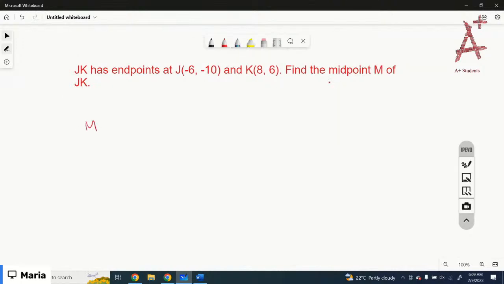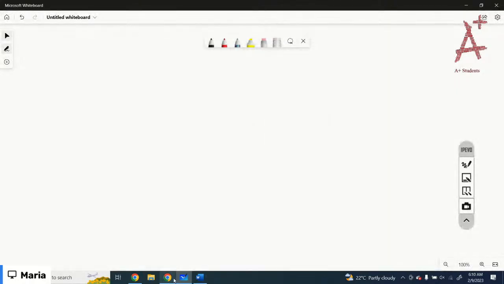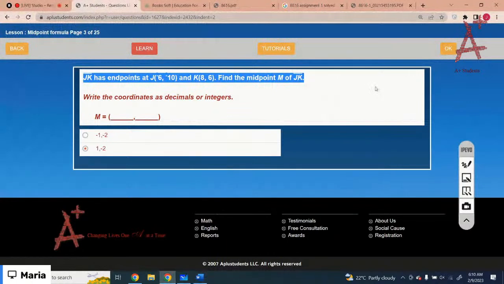For the midpoint, you have to use the midpoint formula, that is (x1 plus x2) over 2 and (y1 plus y2) over 2. So it would be (-6 plus 8) over 2. Then the next one is (-10 plus 6) over 2. So 8 minus 6 is 2 over 2 and -10 plus 6 is -4 over 2. So the midpoint has the coordinates (1, -2). So the second option is the correct option.